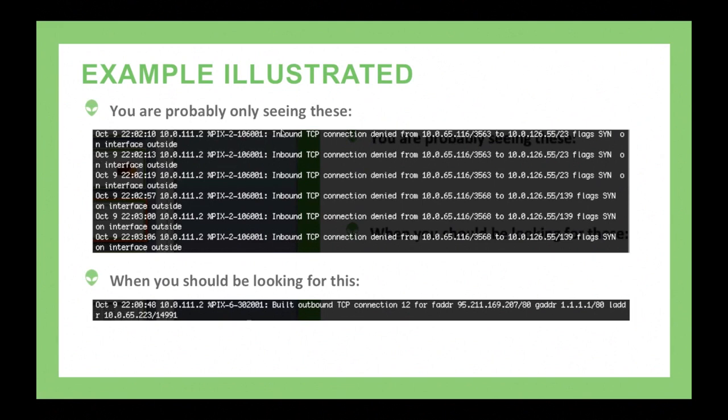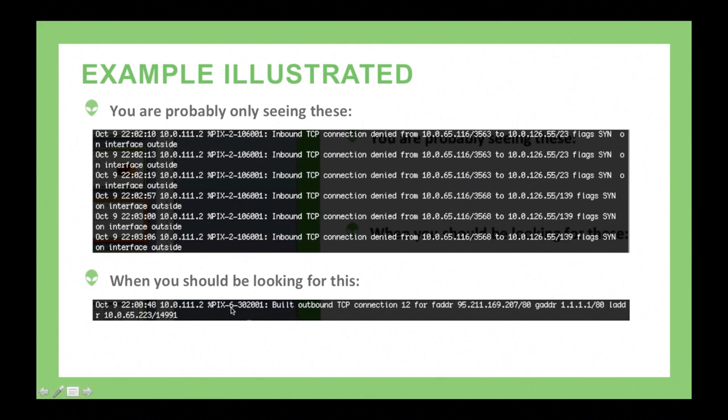And then this number here, 106001, is the event ID. This 106001 ID is always associated with a TCP denied, or connection denied, type of log message. Okay, so that's in a nutshell what this string is telling us.